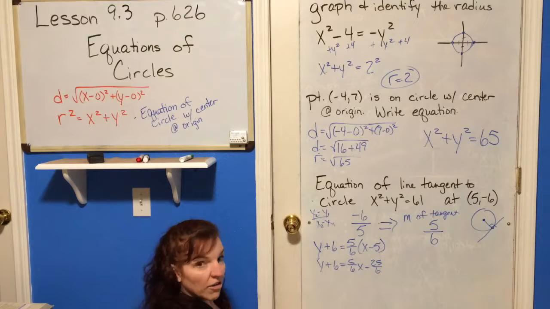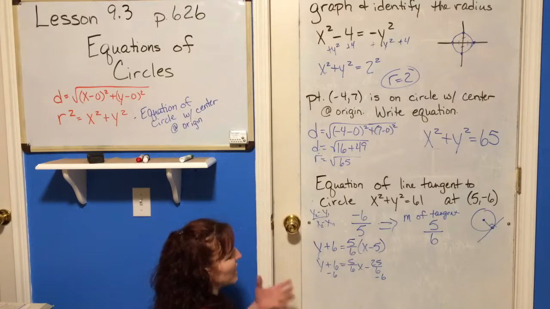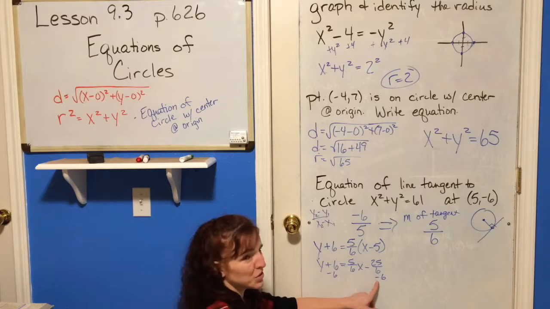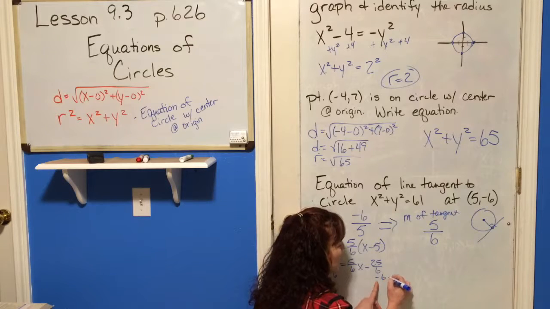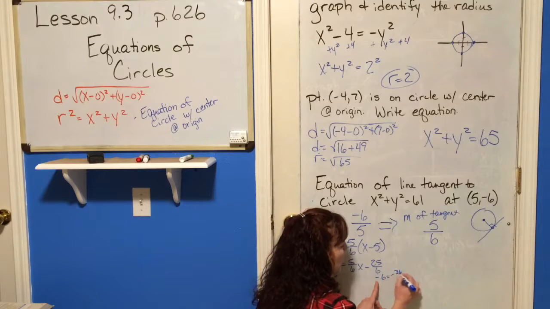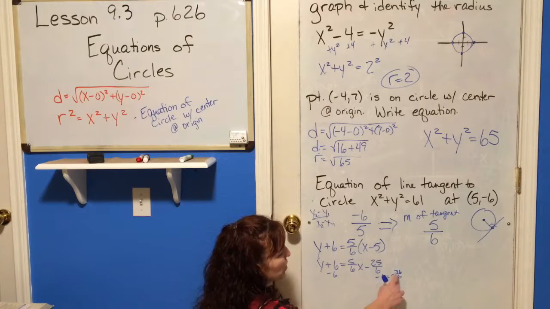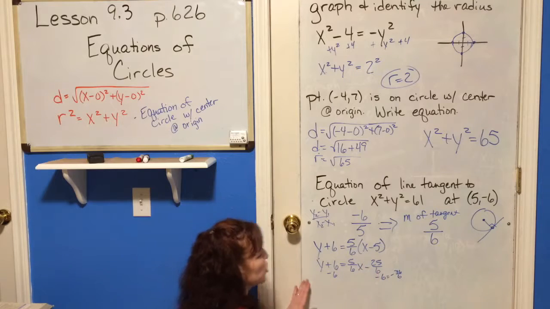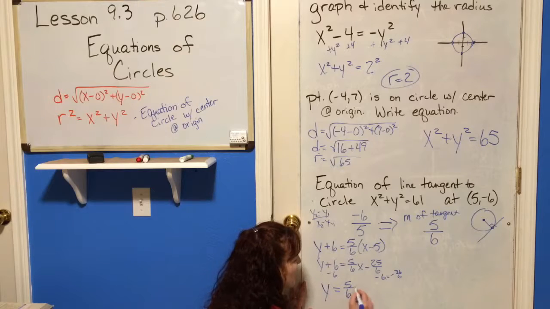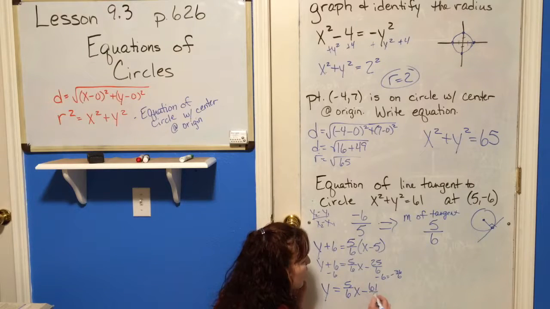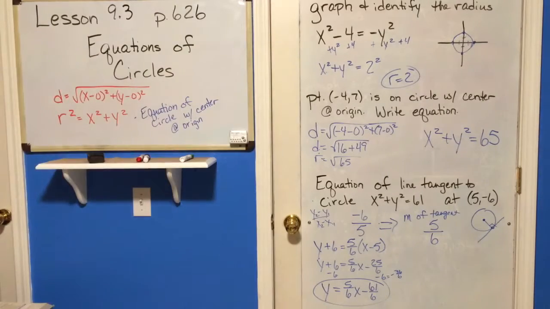Now we're just going to subtract 6 from both sides. And that's a little bit tricky because we're dealing with fractions, but you can do that. Just give it like denominators. So this is -36 over 6. And because they're both negative, you're going to add them. So that's 30, 40, 50, 61. So your final answer is going to be y equals 5/6x minus 61 over 6. And you don't have to make them into mixed numbers. You can leave it like that.